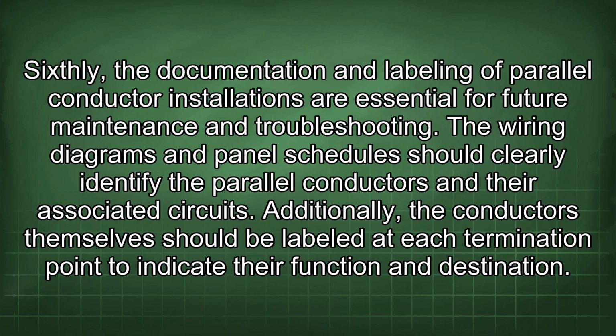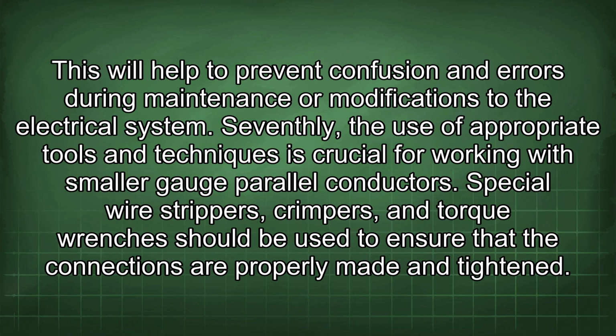Sixthly, the documentation and labeling of parallel conductor installations are essential for future maintenance and troubleshooting. The wiring diagrams and panel schedules should clearly identify the parallel conductors and their associated circuits. Additionally, the conductors themselves should be labeled at each termination point to indicate their function and destination. This will help to prevent confusion and errors during maintenance or modifications to the electrical system.